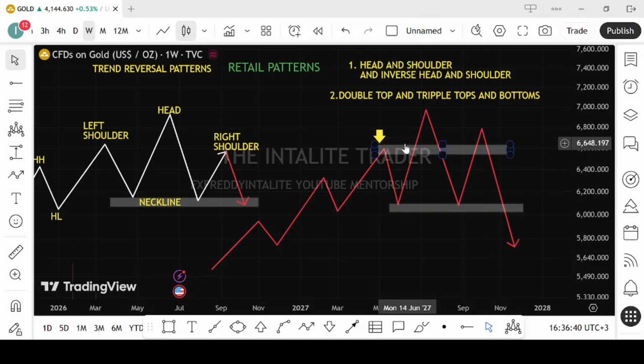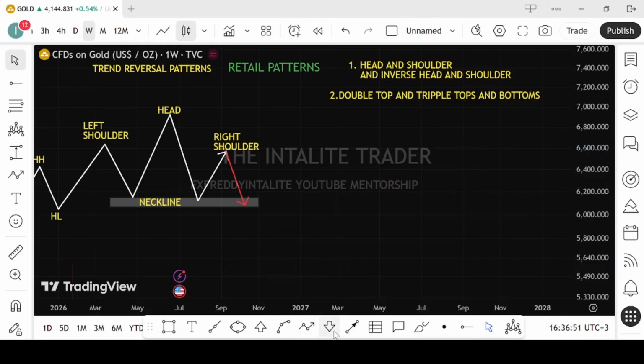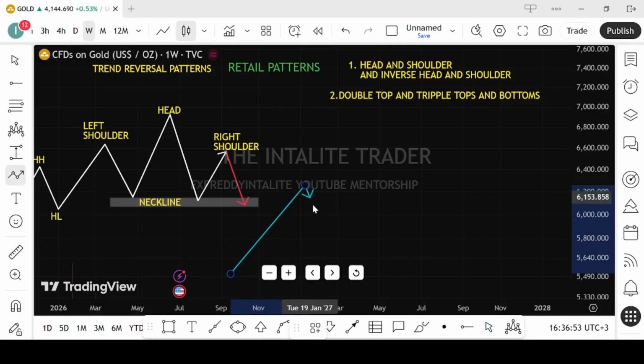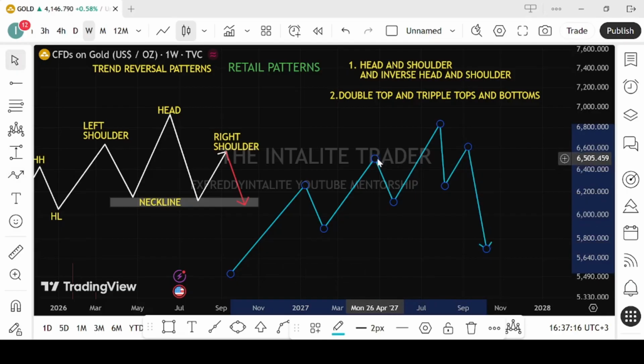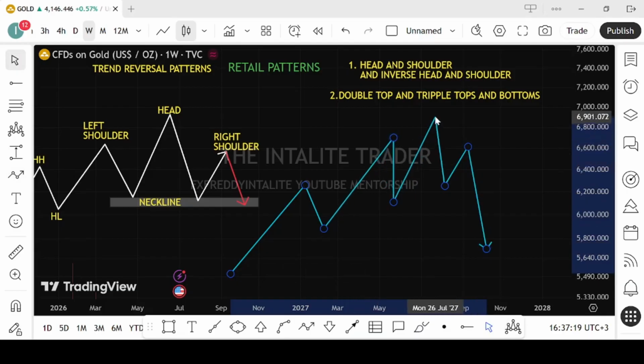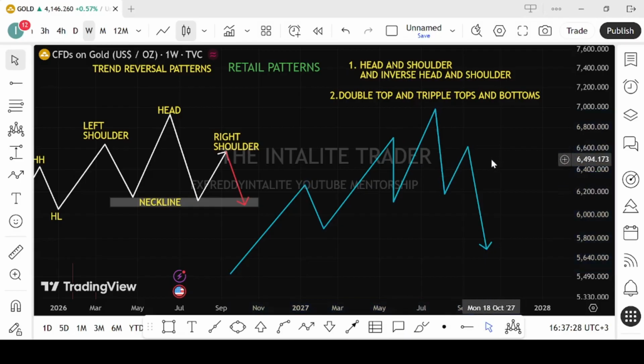You can also have this. You can have this one where price is moving in an uptrend, giving you higher highs, higher lows, higher highs, higher lows, higher highs. Then price comes, it gives you a higher low. It then comes, gives you a lower high, and then it breaks down, but giving you same highs here. This is also termed as an imperfect head and shoulders pattern.